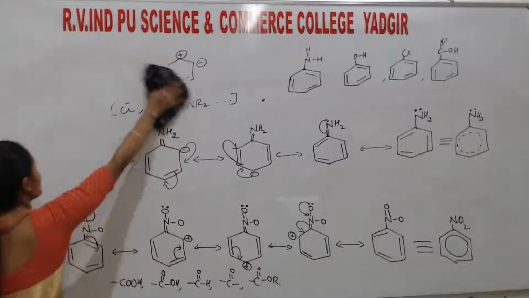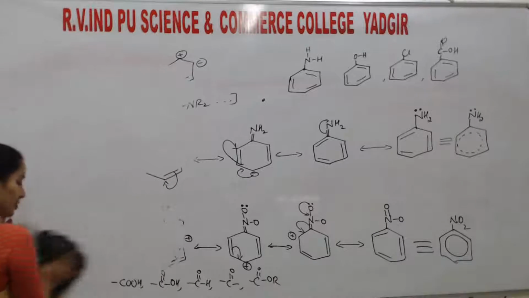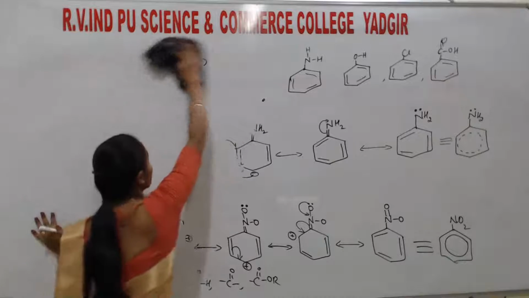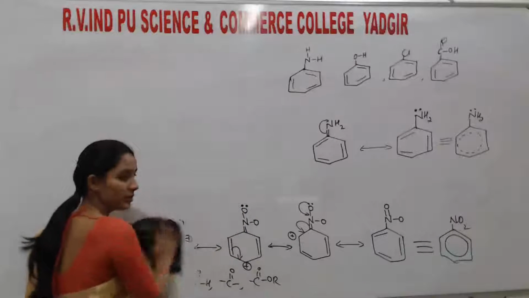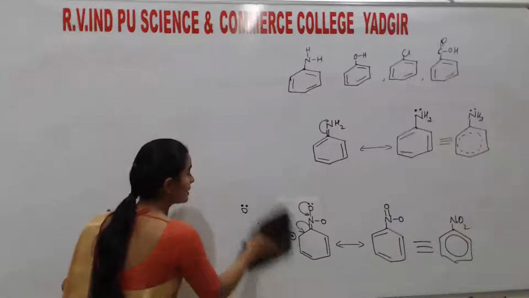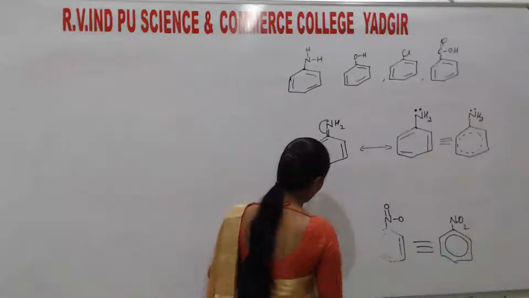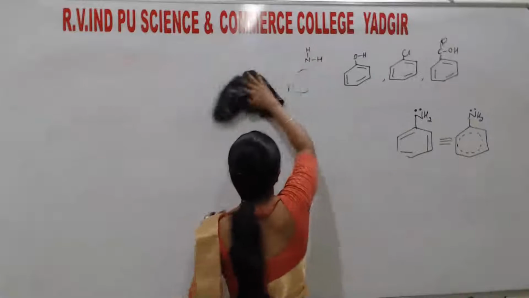So students, assume in a reaction, both resonance effect, electromeric effect, and inductive effect are there. Which one is most predominant? That is the resonance effect. Means resonance effect is more stable than electromeric and inductive. Okay, so the next one is hyperconjugation.